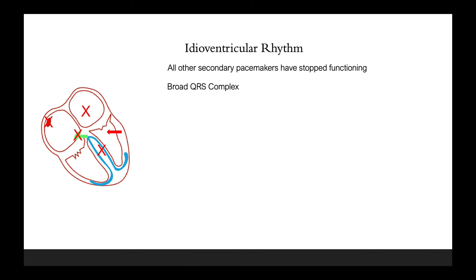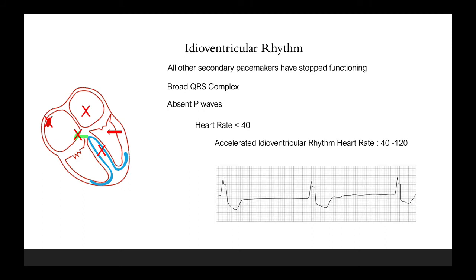So what we see here is broad QRS complexes, absent P waves, and a heart rate usually less than 40. Sometimes we have a condition called accelerated idioventricular rhythm, where because of drugs or other reasons the heart rate could be faster. So this is a picture that we would see on a monitor: broad QRS complexes with bradycardia and no P waves.